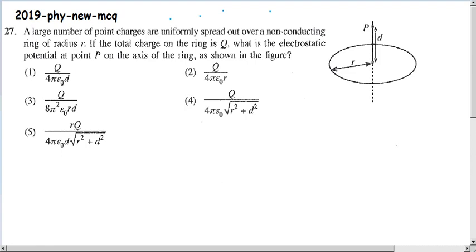So let's add some parts to the diagram they have given. So they say there is a charge whose amount is Q. So like this, the charges are on the ring like this, spread out. The total charge is given as capital Q.